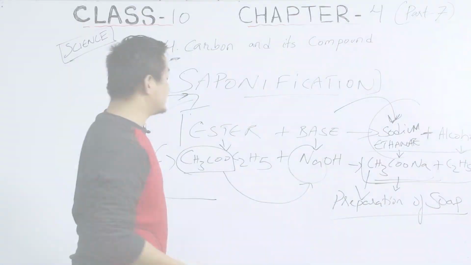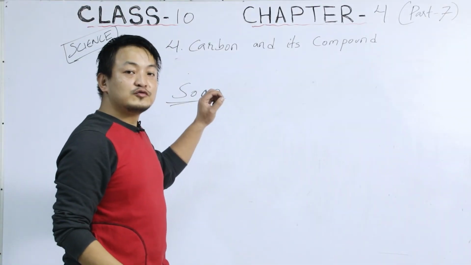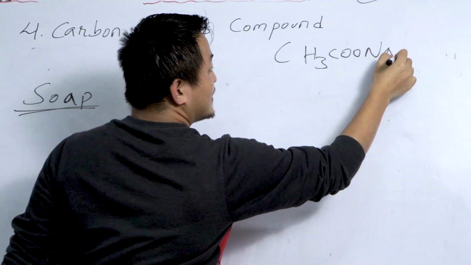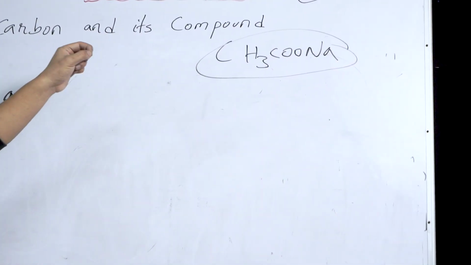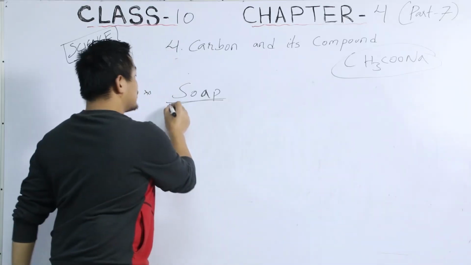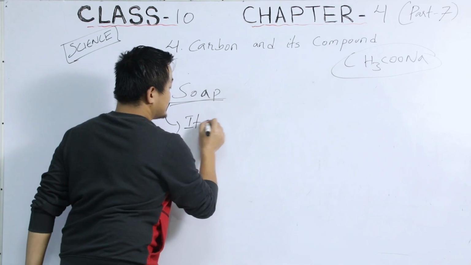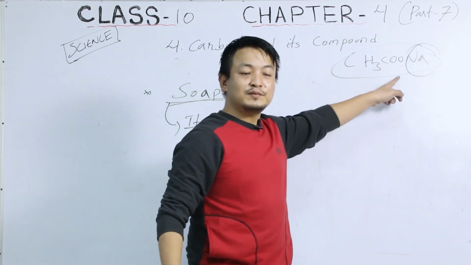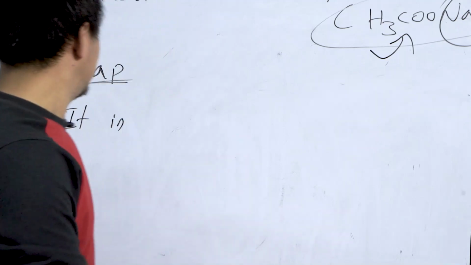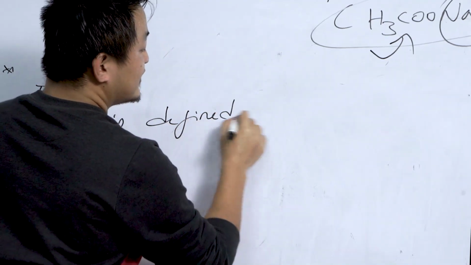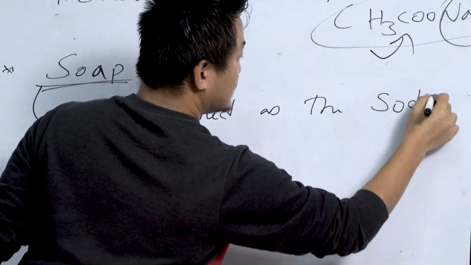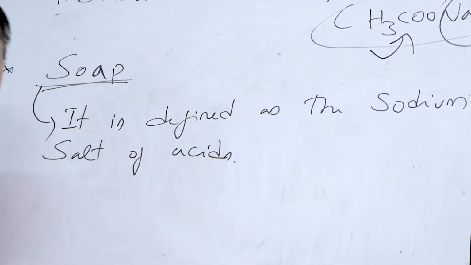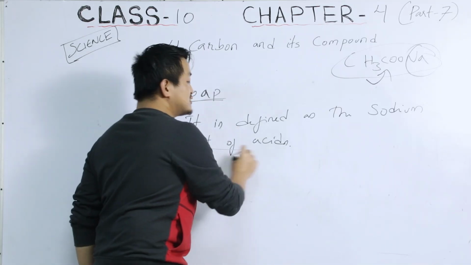Okay. So now let's study the difference between soap and detergent. Students, just now on reacting ester with a base, we got this product, right? And I told you that this product is used for the production or preparation of soap. So soap is defined as the sodium salt of acids. Clear?